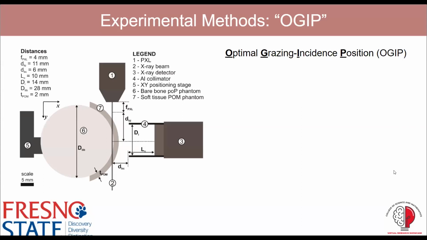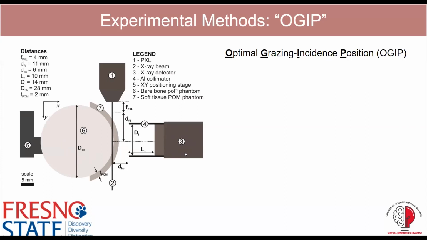So on the left side, we have a schematic for our experimental setup. We have the beam exiting number 1, and it just grazes the interface between a bone phantom and a soft tissue phantom. We dope these bone phantoms with different concentrations of lead, and we see what XRF spectra comes out, and we collect that in number 3, which is the detector here.